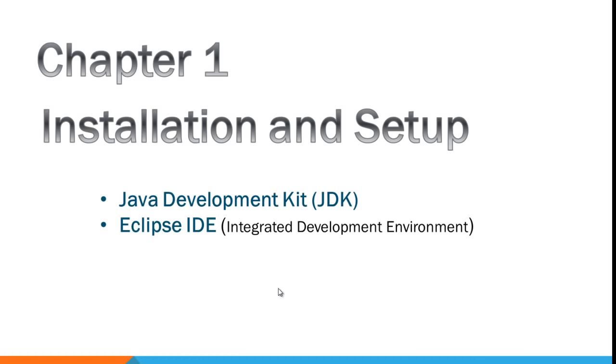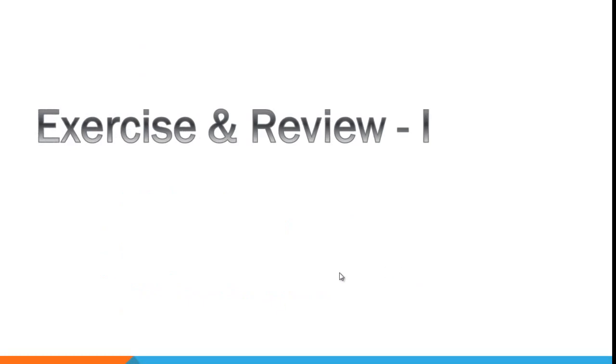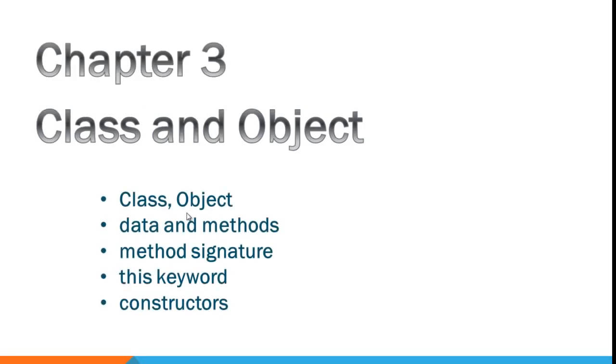Now in this particular course we are going to do the following chapters. In chapter 1 we are going to learn about the installation of the Java Development Kit, the Java Virtual Machine, etc., and the Eclipse IDE, that is the Integrated Development Environment. This tool is used to write Java programs. In chapter 2 we will learn the basic syntax and statements that are available in Java, including data types and operators. Then we will do a few exercises and then a small review of all the topics we had done in chapter 1.